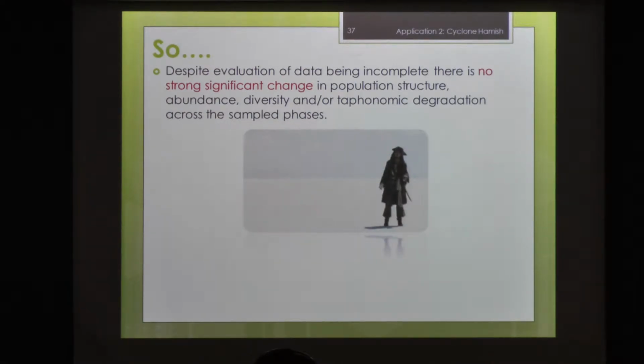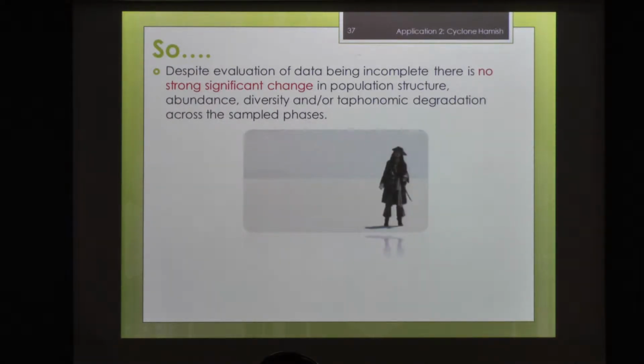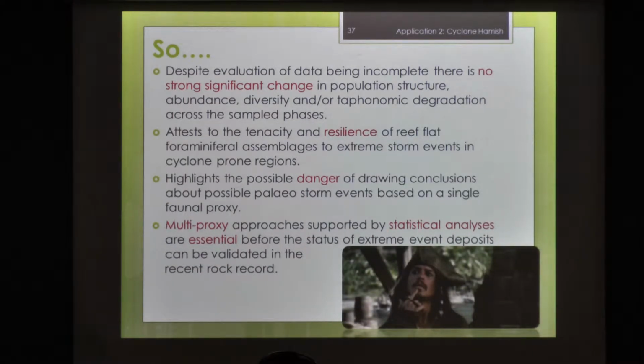So, despite evaluation of data being complete, there is no significant change in population structure, abundance, diversity, or taphonomic degradation across these sampled phases. But this attests to the tenacity and resilience of reef-flat foraminiferal assemblages to extreme storm events in cyclone-prone regions. So it highlights the possible danger of drawing conclusions about possible paleo storm events or cyclone events based on one single faunal proxy. And it highlights that multiple proxy approaches supported by statistical analyses are essential before the status of an extreme event deposit can be validated in the rock record.